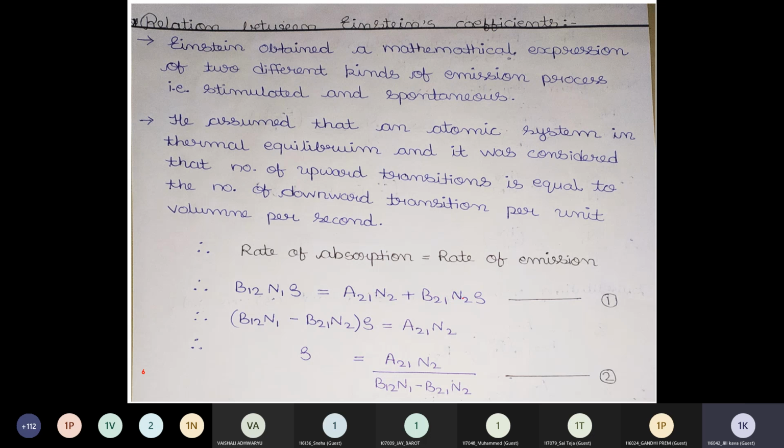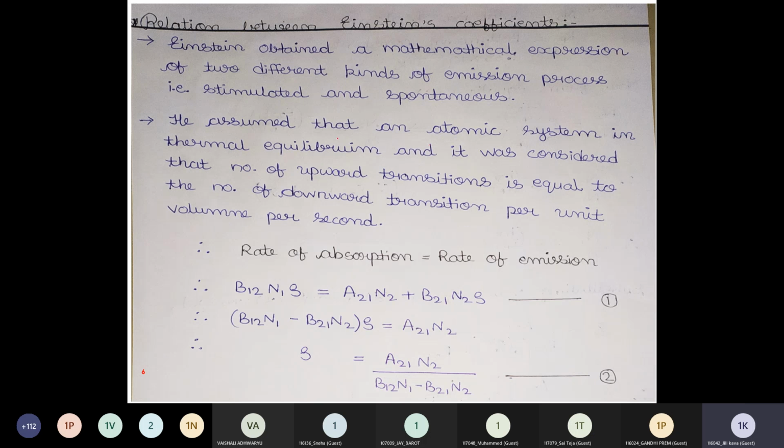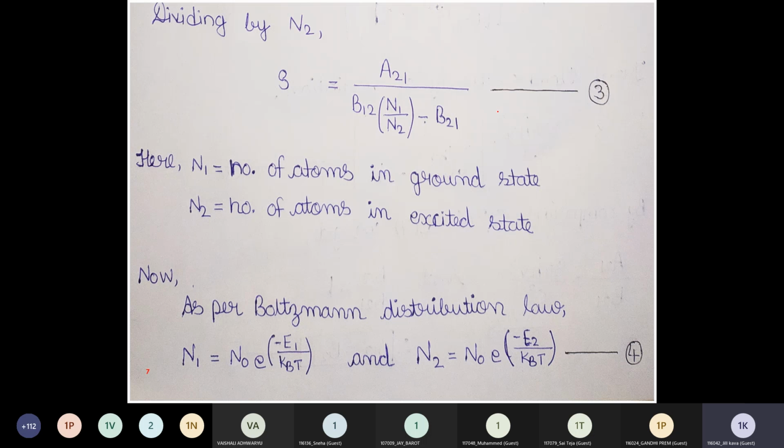Now here we keep the B21 N2 rho term on the left-hand side, and we take out rho as common. So after taking out common rho, we get rho equal to A21 N2 upon B12 N1 minus B21 N2. Now after dividing by N2, the rho will become A21 upon B12 N1 upon N2 minus B21. Here we have to divide by N2. So we are getting this equation.